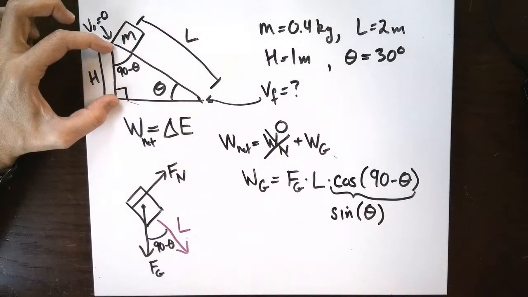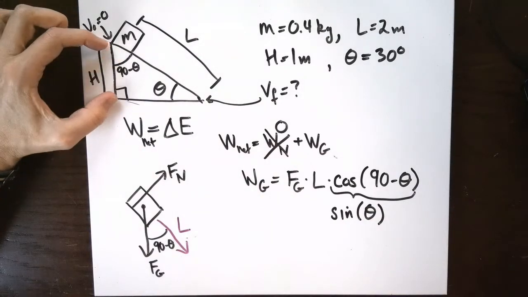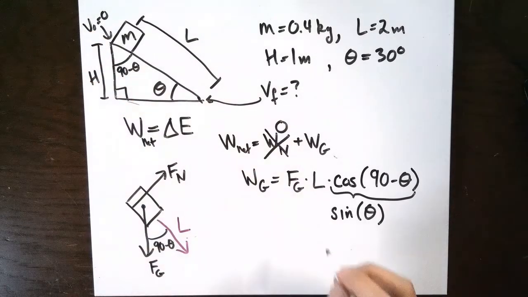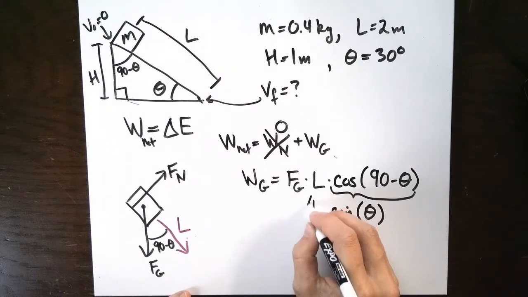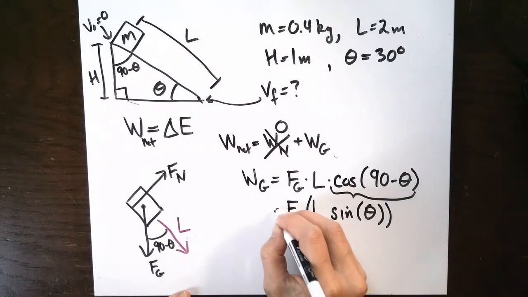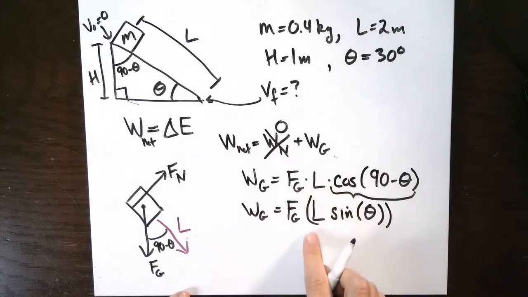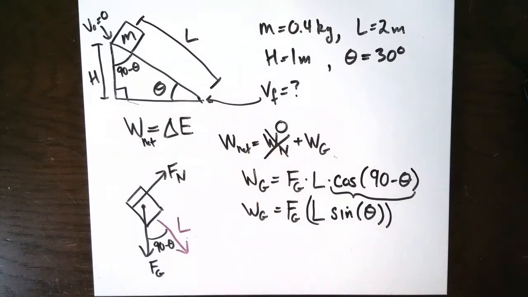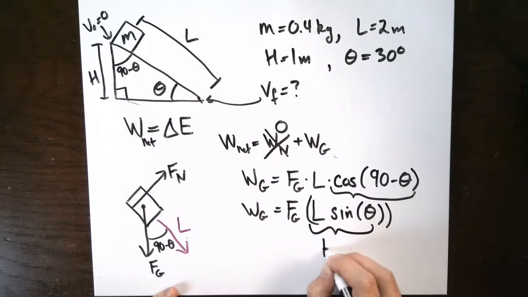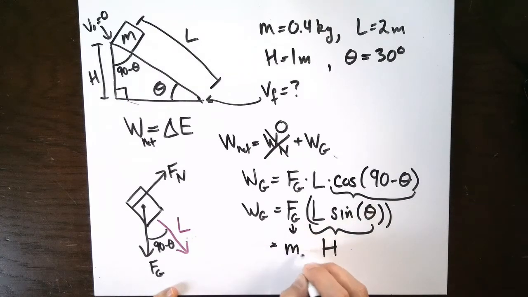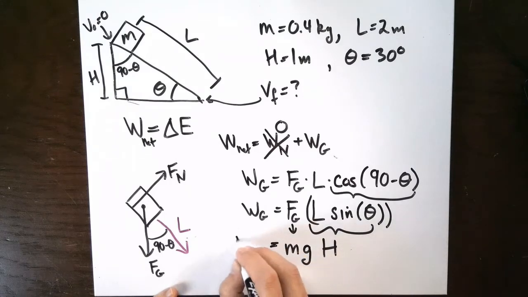Because here's the adjacent side to the 90 minus theta angle, but this side is also the opposite side to the angle theta. So if we multiply L by sine of theta, I guess we'll take force gravity along for the ride. We're still calculating the work. That's the height. We can go ahead and plug that in. And then we can plug in what we know about the force of gravity. It's mass times g, as usual.